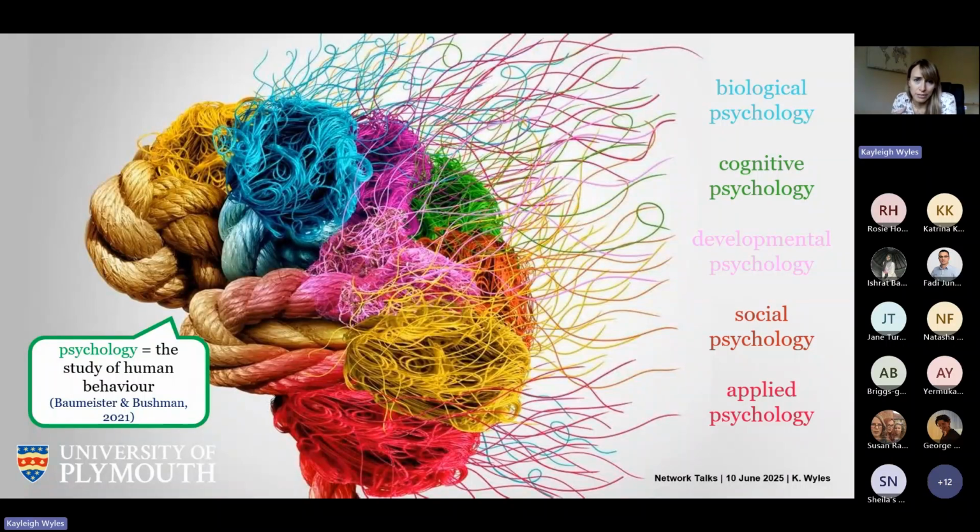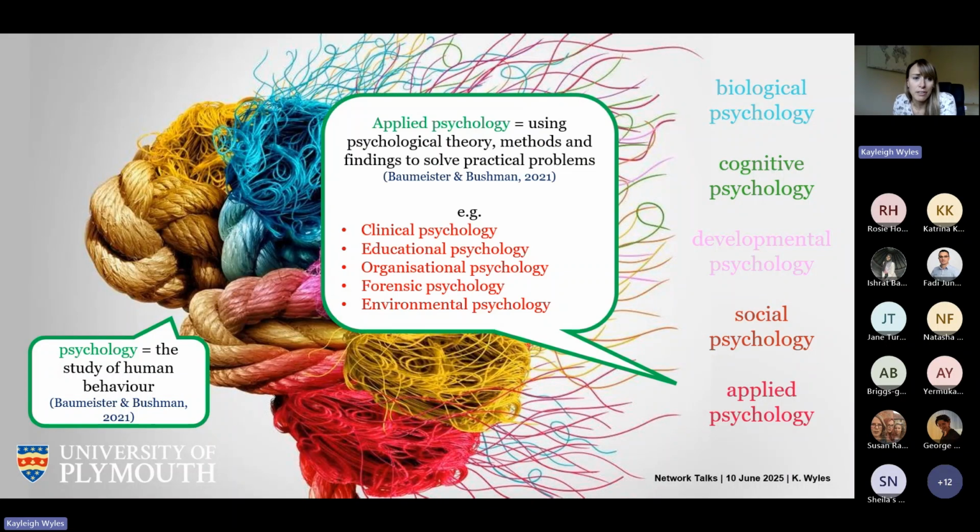Within this, there's lots of different subdisciplines. So you've got the biological psychology, which is more about how the brain is functioning. You've got cognitive and how people process information. Developmental, about how you change across the lifespan. Social, about how you interact with social groups. And then applied psychology. And this is where we're very much focused on using psychological theory, methods and findings to solve very practical problems. There are different types of applied psychology, but this is where I specialize.